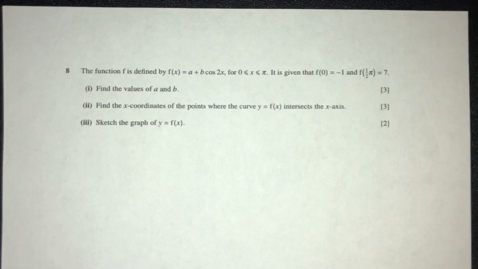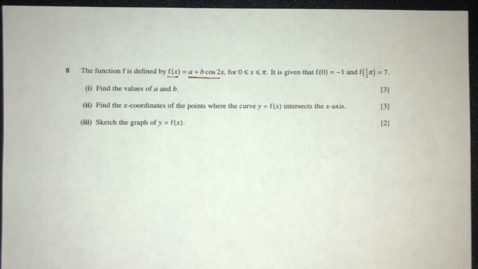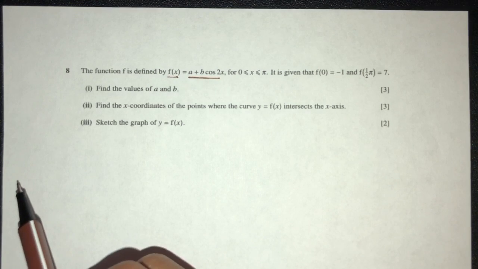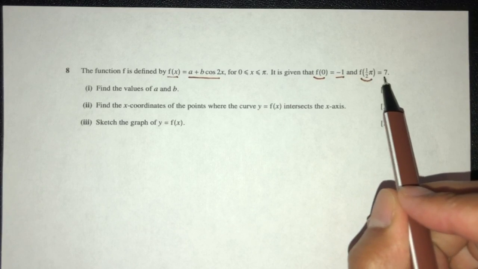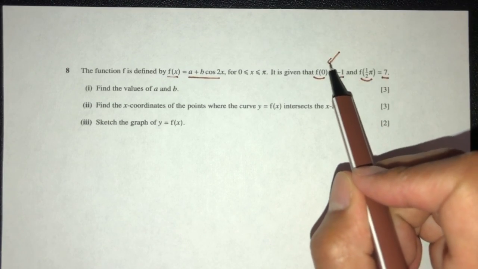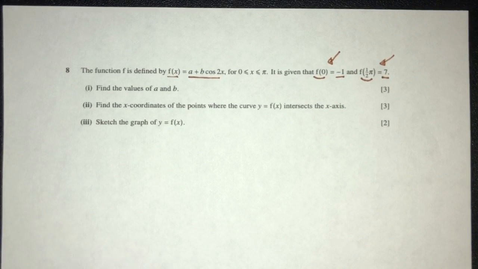The function f is defined by f of x equal to a plus b cos 2x for x between 0 and 2 pi. It is given that f of 0 is equal to this and f of half pi is equal to this. So we have to use these given values to find the unknowns, which are a and b. That is part 1 of the question.